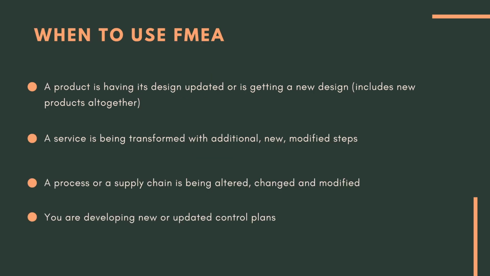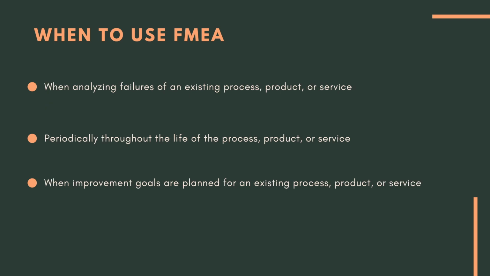Let's move now to see when we need to apply the FMEA. There are several cases when you should apply an FMEA analysis, including when a product is having its design updated or is getting a new design, including new products altogether. When a service is being transformed with additional new or modified steps. When a process or supply chain is being altered, changed, and modified. When you are developing new or updated control plans. Also, when analyzing failures of an existing process, product, or service.